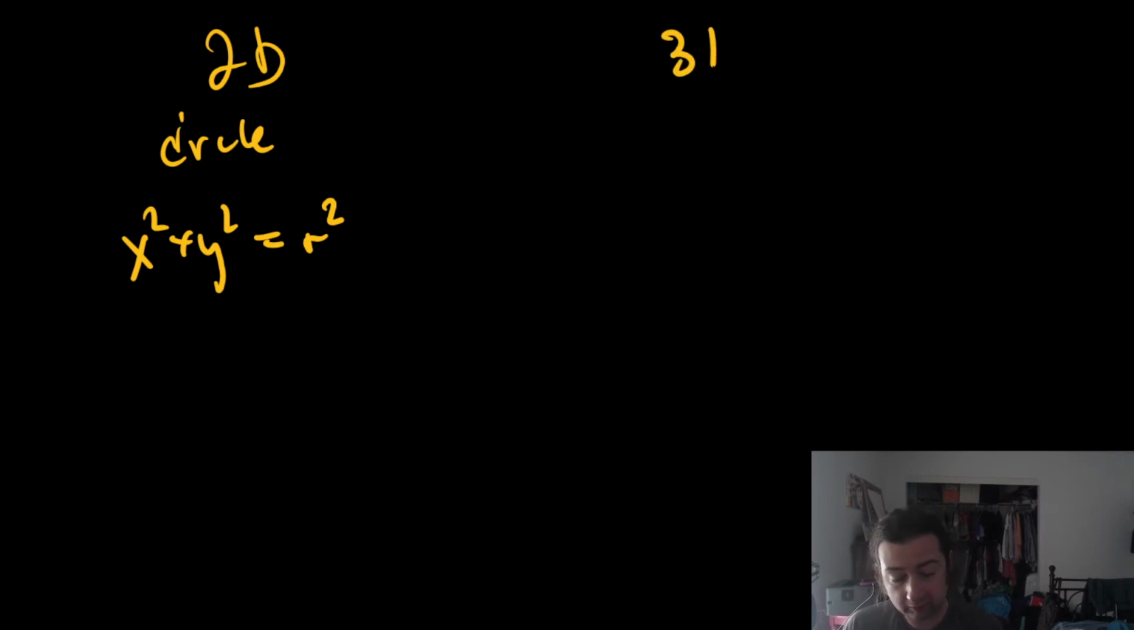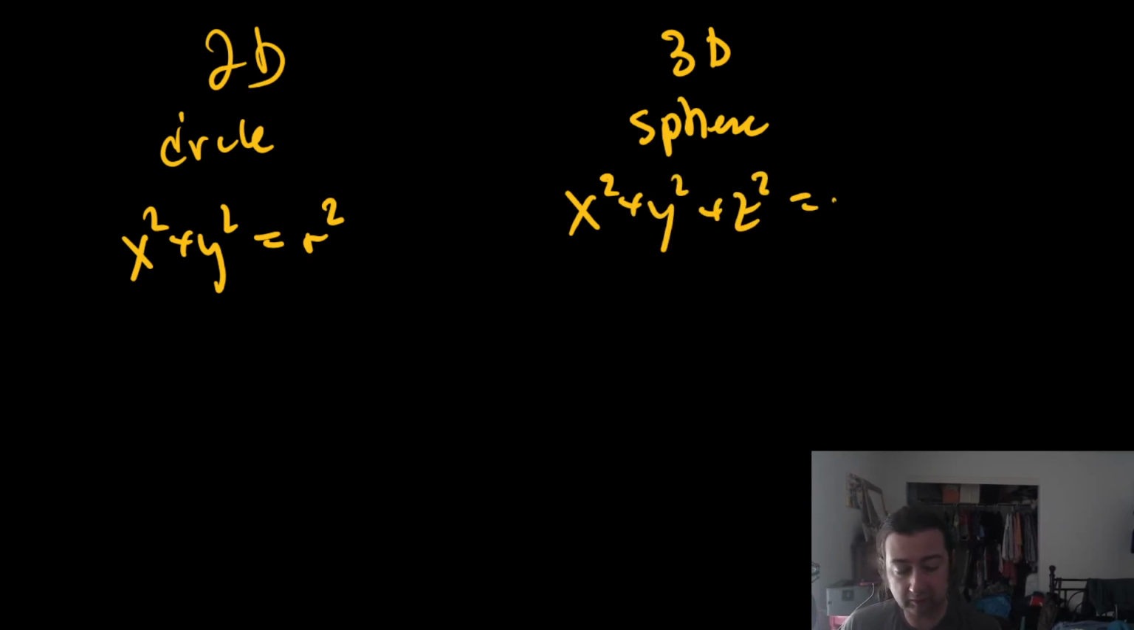In 3 dimensions, we have spheres. A sphere is a set of points that is equidistant from a center, and so the basic equation is x squared plus y squared plus z squared is equal to r squared. That is, if you satisfy this equation, then the distance will always be the same for every one of these points from the center.